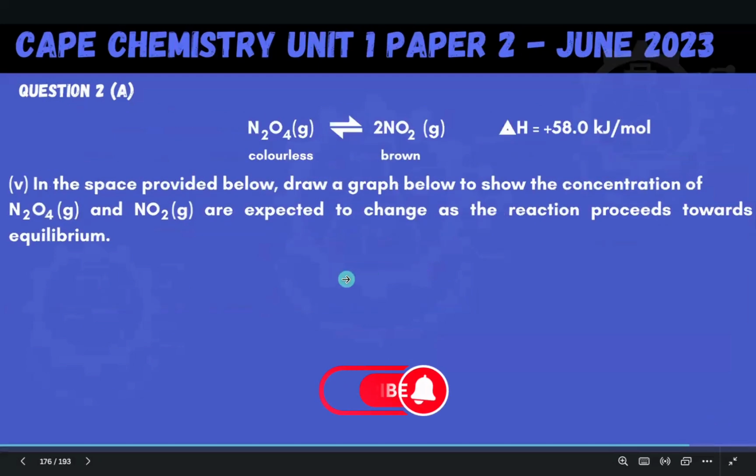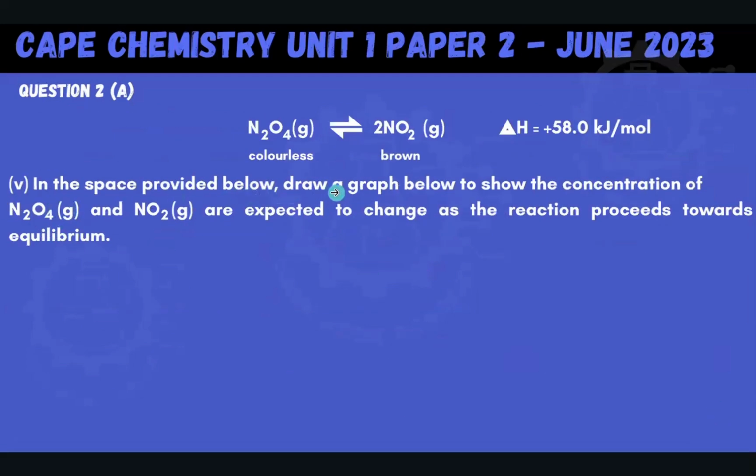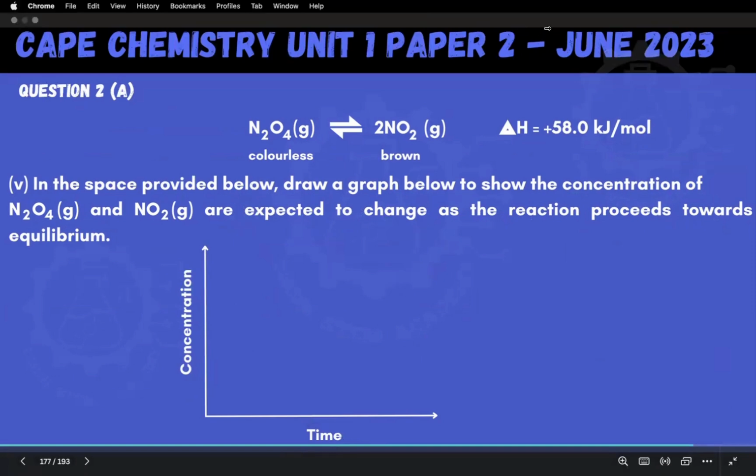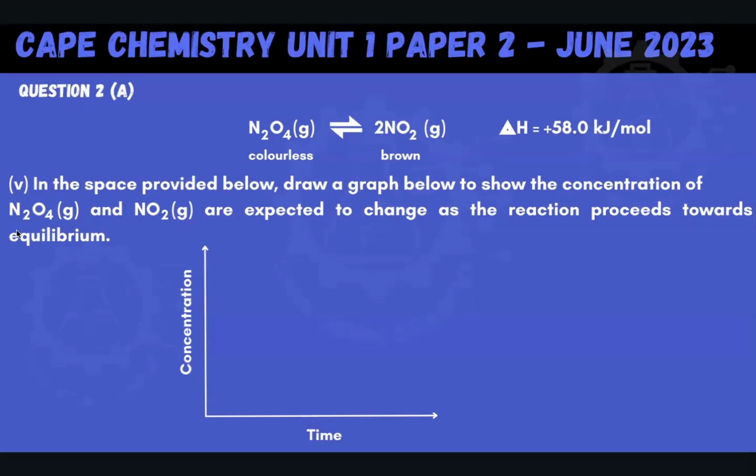So moving right along to part 5. Part 5 says, in the space provided below, draw a graph to show the concentration of N2O4 gas and NO2, how they are expected to change as the reaction proceeds towards equilibrium. So here are the axes that we were provided with, concentration and time. So let's think about this graph now and what it should reflect.